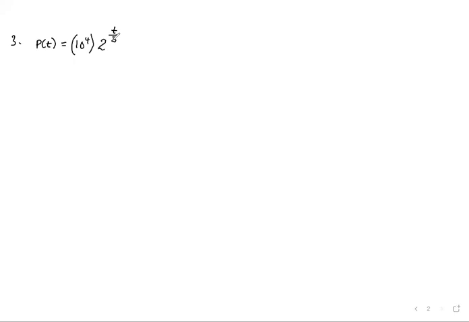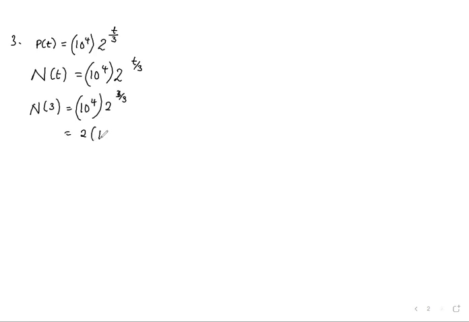So write the function for the number of bacteria N(t). So we'll write N(t) is 10 to the power 4 times 2 to the power t over 3. Then, approximately how many bacteria are there after 3 minutes? So we are just being asked to do N(3). So you say 10 to the power 4 times 2 to the power 3 over 3. So you get 2 times 10 to the power 4.